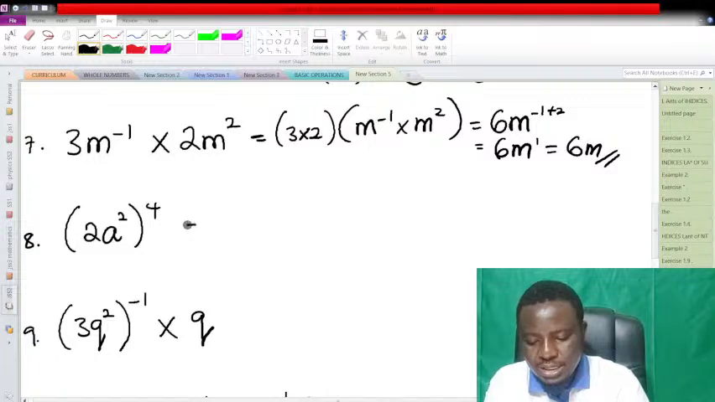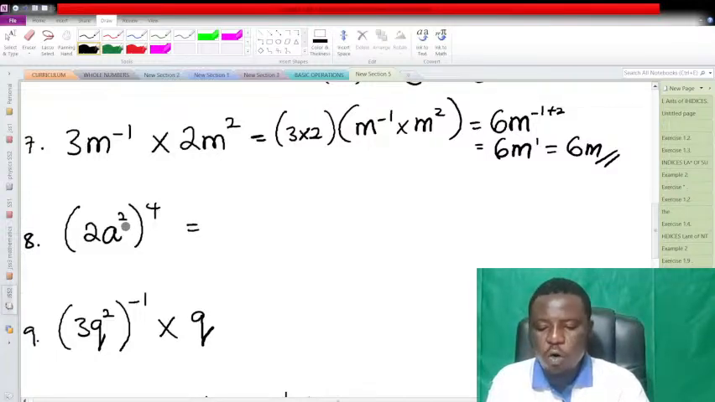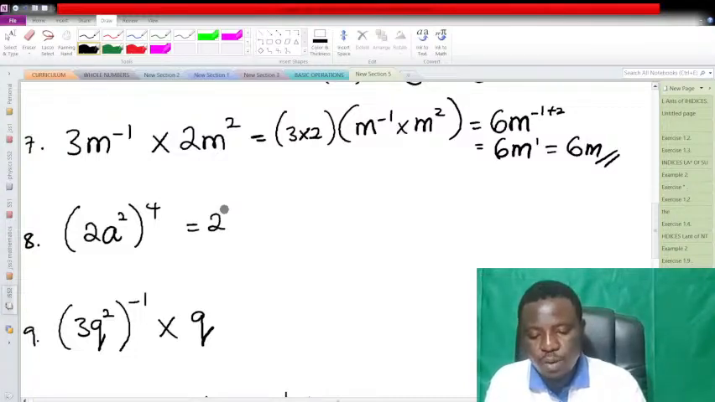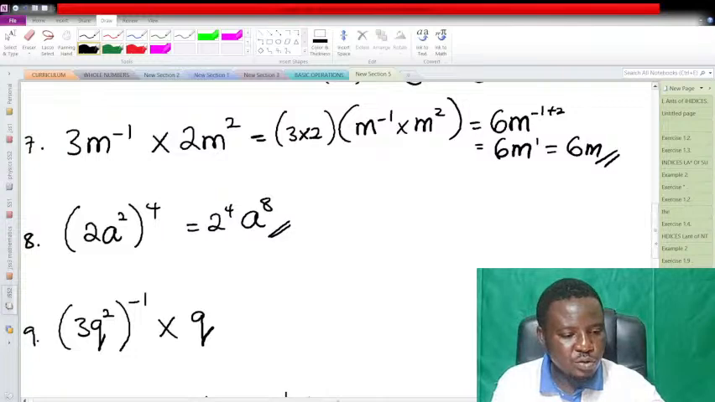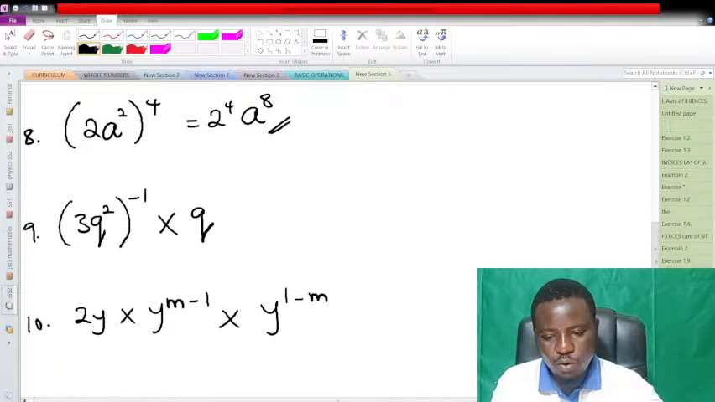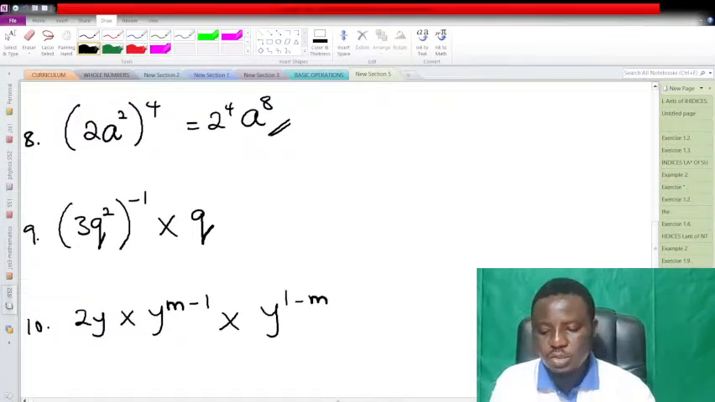And question 8, remember this 4 is going to affect the power. You're going to multiply all the powers of the letters or digits in that bracket, okay? So that this is said to be 2 raised to the power of 4 times a raised to the power of 8. Sarah, I don't want to keep you late, so let's go straight ahead and do this.